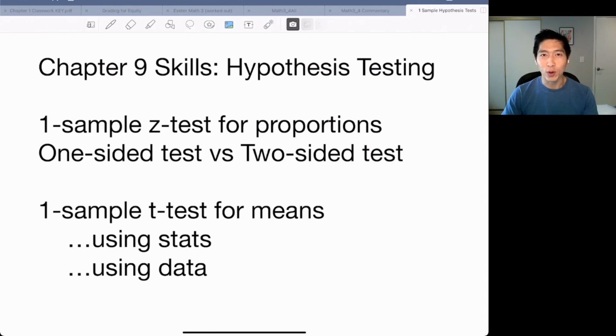Hi, in today's video, I'll be covering the TI Nspire skills necessary for Chapter 9, which involves hypothesis testing. In this video, we'll go over one sample z-test for proportions. We'll compare one-sided tests versus two-sided test results. Then we'll also look at the one sample t-test for means using either stats or data.